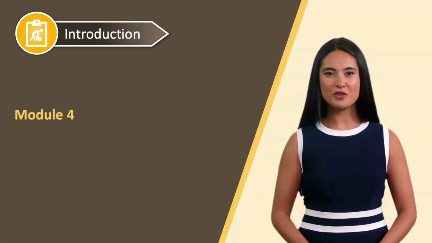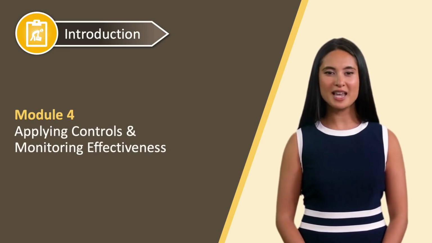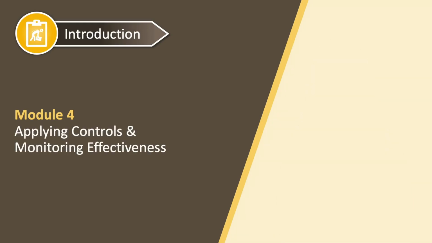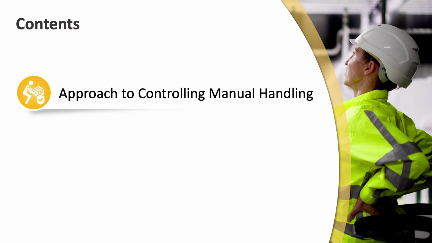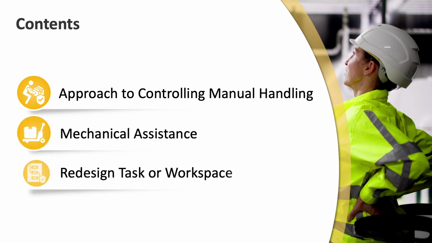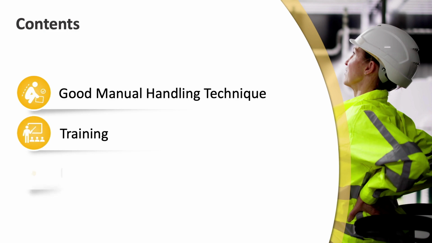To Module 4 of this Advanced Manual Handling Risk Assessment training course, applying controls and monitoring effectiveness. To do this, we will work through the following sections: approach to controlling manual handling, reduce risks from manual handling, including mechanical assistance, redesign task or workspace, good manual handling technique, and training. And then we will explore how to keep controls effective through record and review.